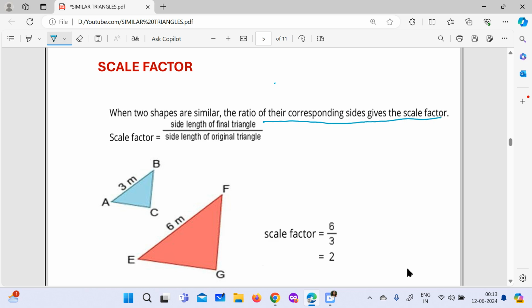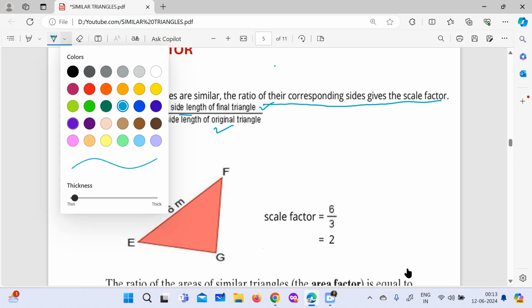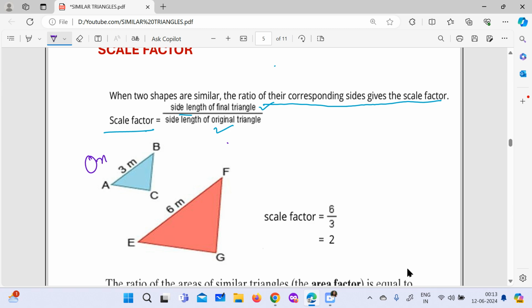But how do we write it? The scale factor is nothing but the side length of the final triangle upon the side length of the original triangle. So look here. We have one triangle ABC. This is my original triangle, so I can mention this one as the original one. Now, this triangle is the enlarged form of this original one. So this is my enlarged triangle.